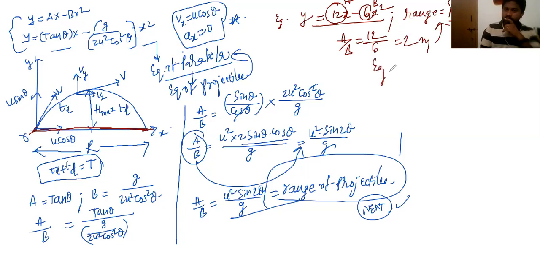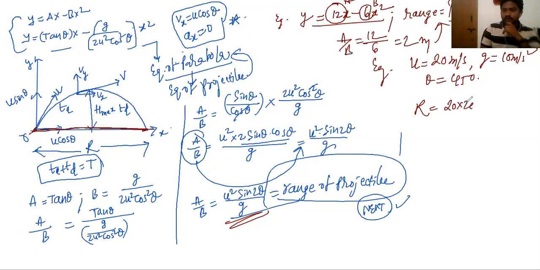And one more way. The initial velocity of the projectile is given as 20 meters per second, and take g value as 10 meters per second square. Initial projection was 45 degrees. Find the range of the projectile. So the range formula we just had: u square sine 2 theta by g. u square is 20 into 20, and sine 2 theta, theta is 45, so sine 90 degrees, divided by g, which is 10. Zero cancels, and range is equal to 20 into 2 is 40, sine 90 is 1, so 40 meters. That's it.